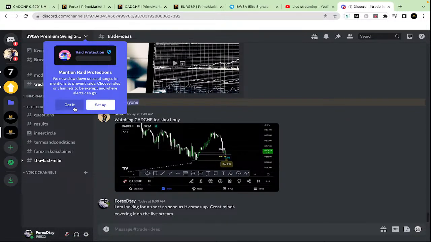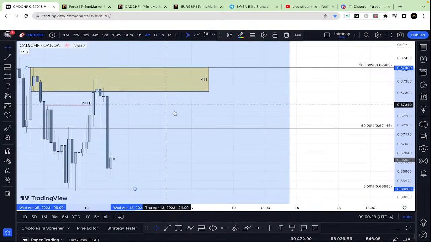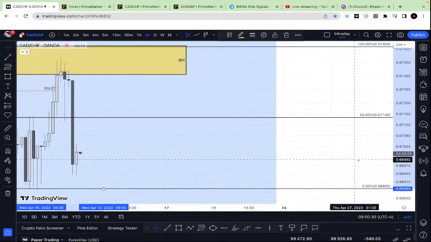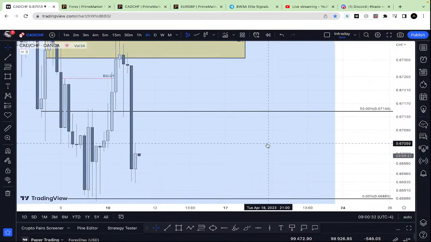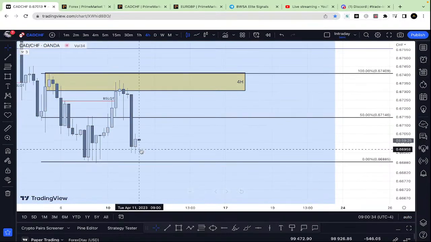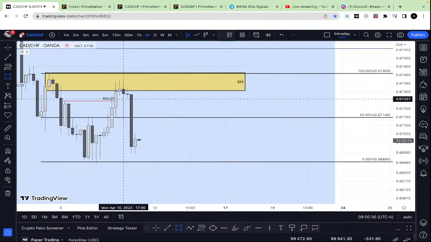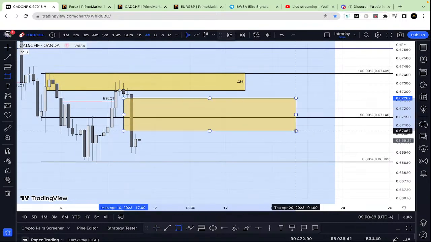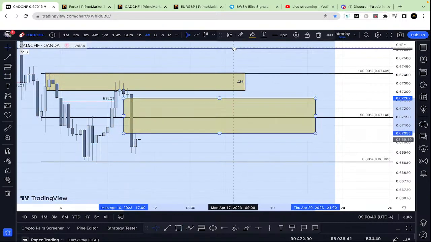All right, so never mind. Don't want to set that up. The next candle has successfully started. So we do have a very huge 4H imbalance right here. Very big 4H imbalance right here.